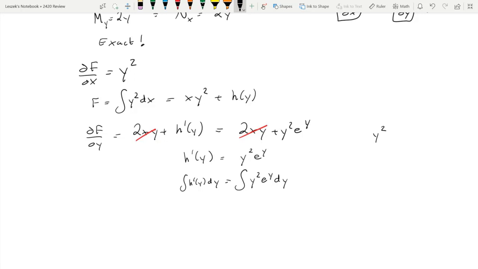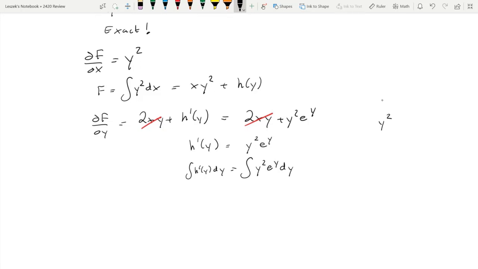Epic? Which one? Integration by parts is epic? Yeah, you're right. It's always a joy.